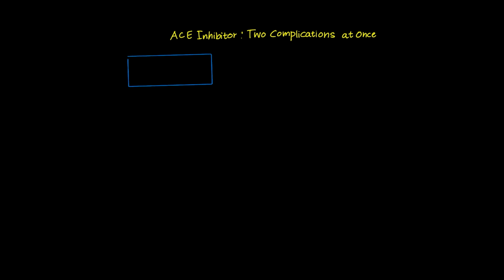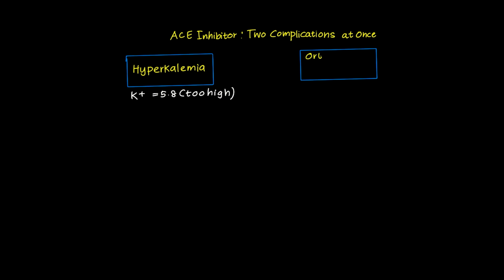Potassium of 5.8 is hyperkalemia. ACE inhibitors block aldosterone, which normally tells the kidneys to dump potassium. Without that signal, potassium builds up. That is the E in ACE.